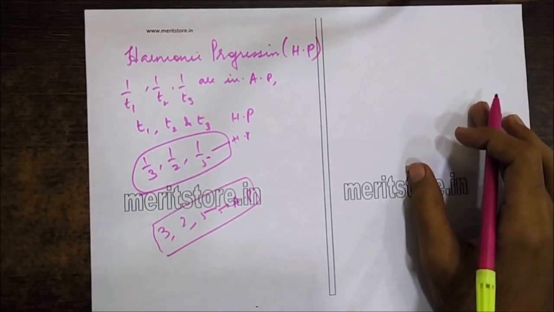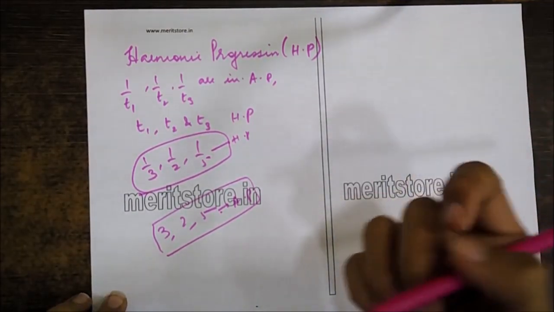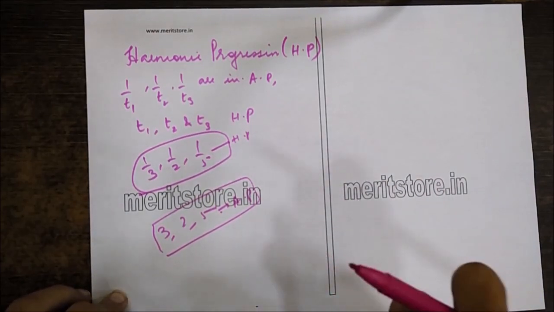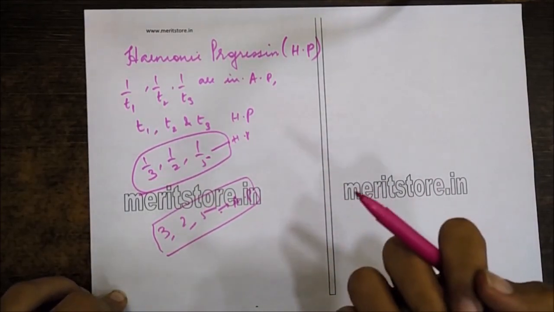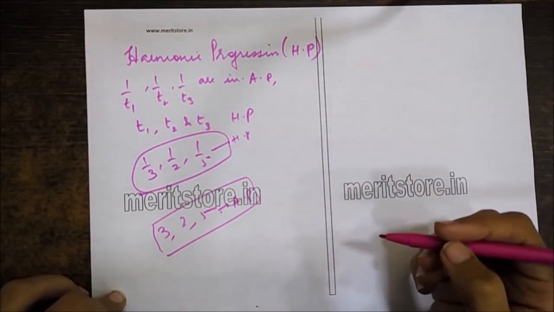There are no general formulas for Tn and Sn as we had seen in AP. So whatever the questions that we have been given, questions on HP are solved by treating the reciprocals of the given terms as AP.